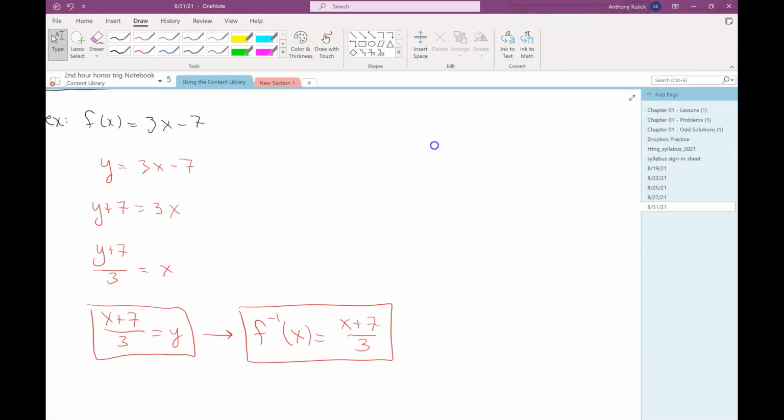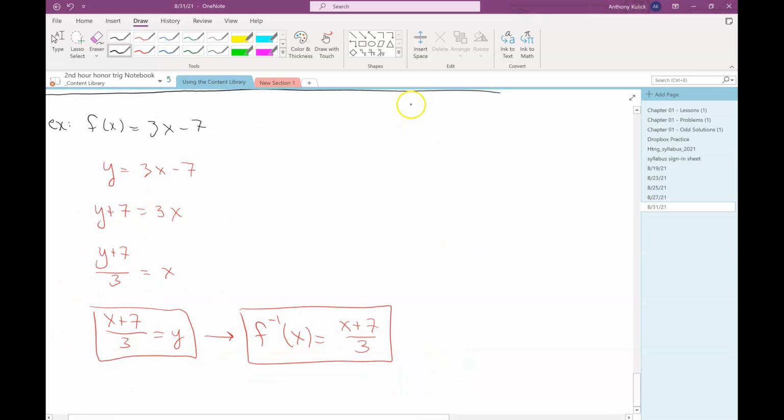Let's do another example of this that's a tad more challenging algebraically. Sound good to you guys? That one was probably kind of trivial for us.